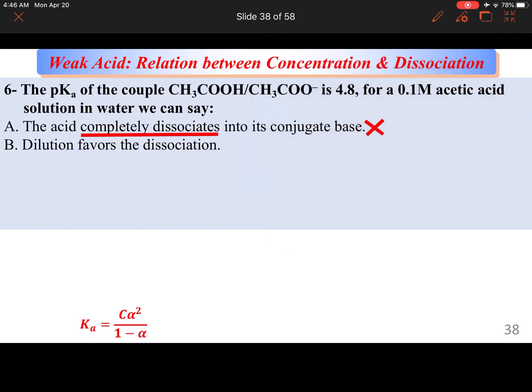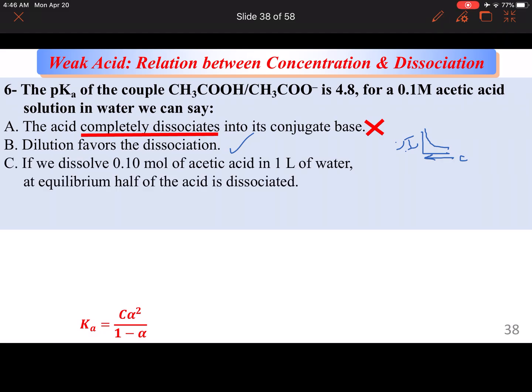Dilution favors dissociation. Well, after what I just talked to you about, your mind should be, okay, here's my graph. Dilution, here, as I dilute, this is concentration, this is percent ionization. Dilution does favor dissociation. So you're all fine with that.